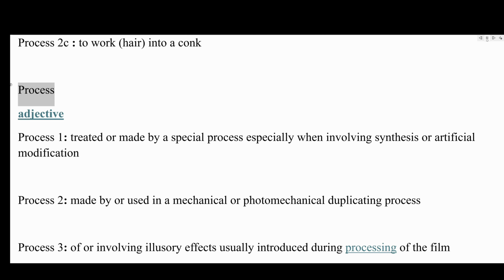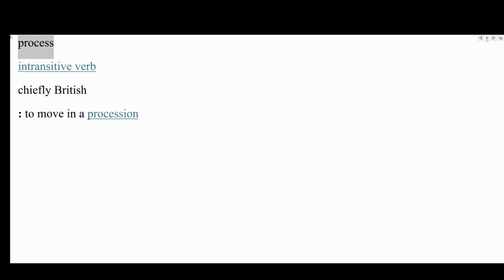Process. Adjective. Process 1, treated or made by a special process, especially when involving synthesis or artificial modification. Process 2, made by or used in a mechanical or photomechanical duplicating process. Process 3, of or involving illusory effects usually introduced during processing of the film. Process. Intransitive verb. Chiefly British. To move in a procession.